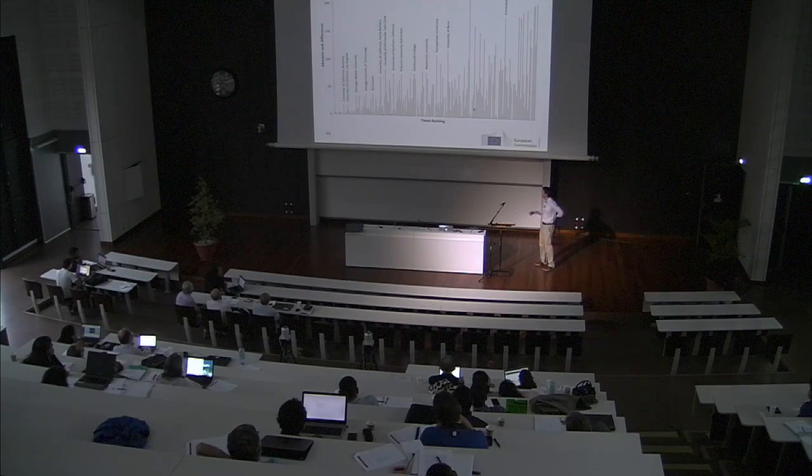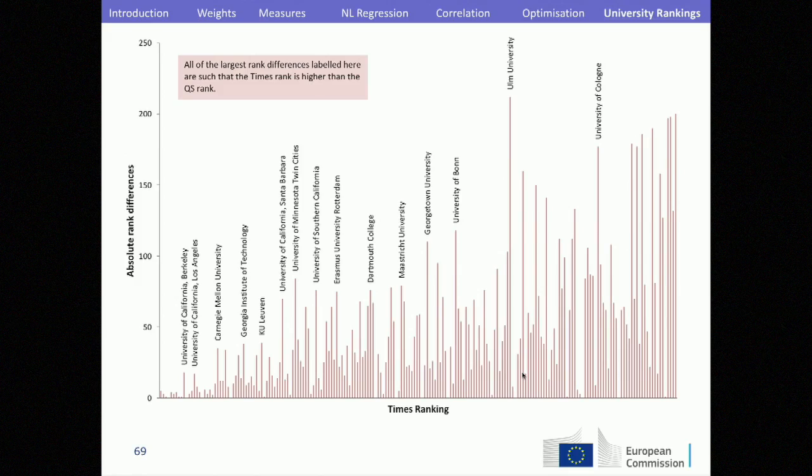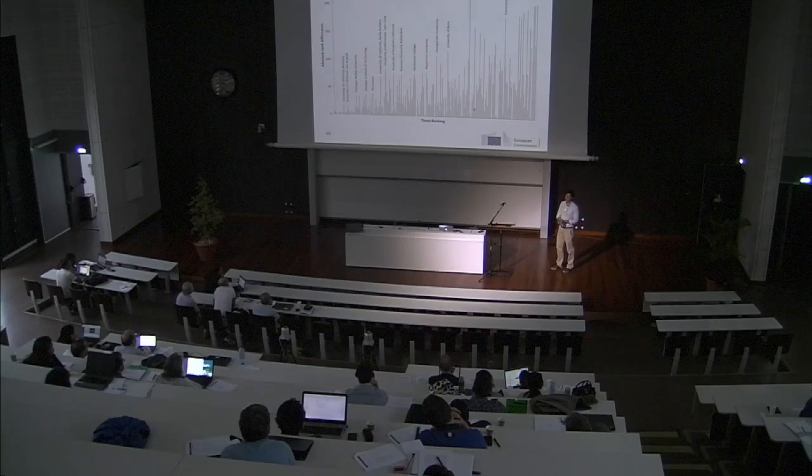If you look, this is basically the absolute value of the difference between the two rankings, sorted by the Times ranking. So the left side is the highest, the number one ranking, let's say. I just picked out some universities, some points that stuck up quite a lot. And it tends to be, for whatever reason, that all the University of California campuses are ranked a lot lower in the QS rankings than the Times. So all of these marked universities represent universities that are ranked higher in the Times than the QS.